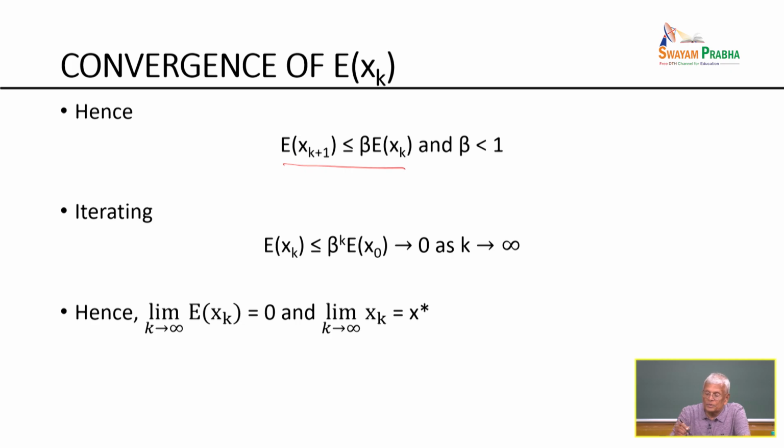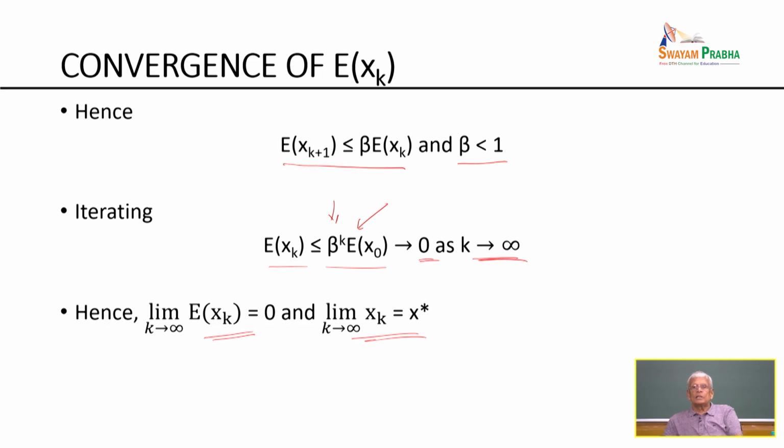Therefore, E of x k plus 1 is less than or equal to beta times E of x k, with beta less than 1. If I iterate, E of x1 is beta times E of x naught, E of x2 is beta square times E of x naught, and in general I get this relation. E of x naught is the initial energy based on x naught. Beta to the k goes to 0 as k tends to infinity. Therefore, E of x k tends to 0 as k tends to infinity. If E of x k tends to 0, x k tends to x star.